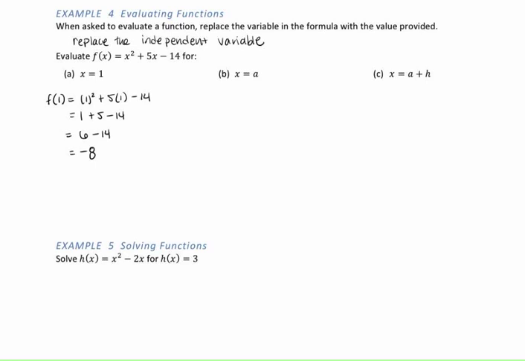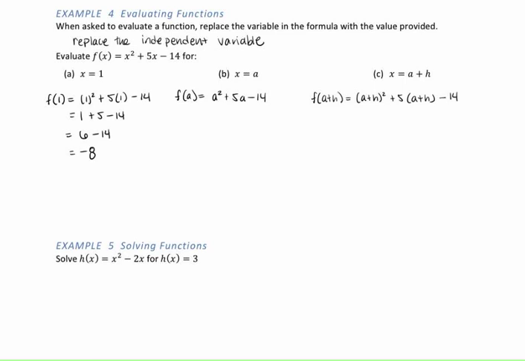Now let's look at part B. For part B, instead of a number, we're replacing our independent variable with another variable. So f of a is a squared plus 5a minus 14. And we're done here. There's nothing else to do, no like terms to combine. Let's look at part C. Now we're replacing our independent variable of x with the sum of two variables, a plus h. So we have f of a plus h equals (a plus h) squared plus 5(a plus h) minus 14.